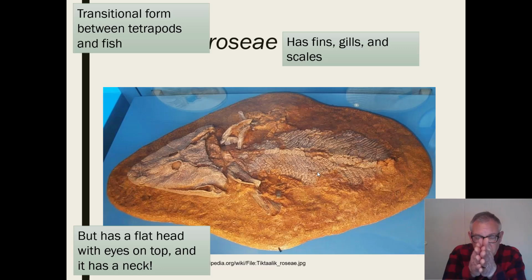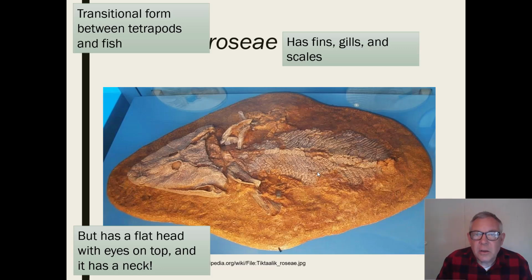Fish, their head is flattened laterally, but this is flattened dorsoventrally, right? And so fish's eyes are on both sides of its head for the most part, whereas this organism's eyes are on top of its head.